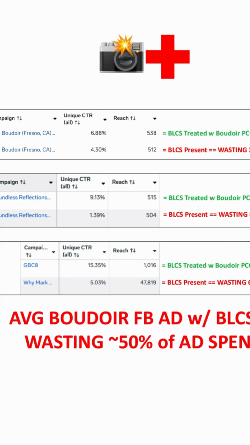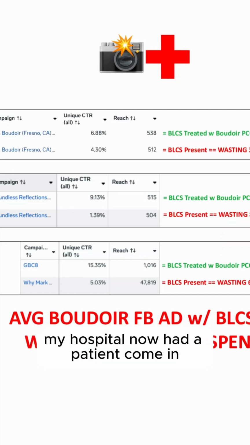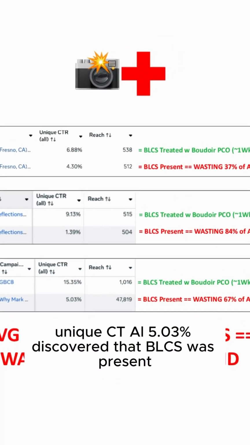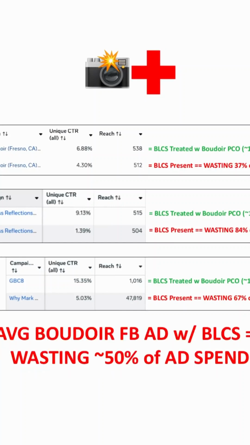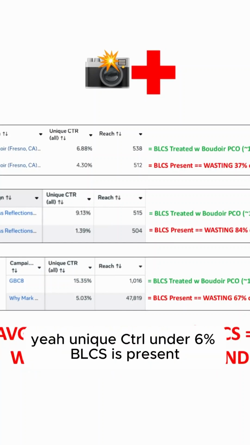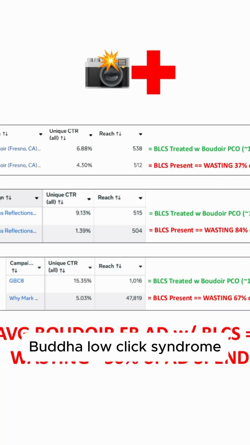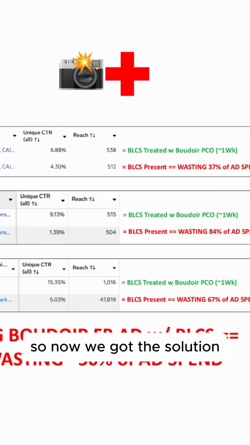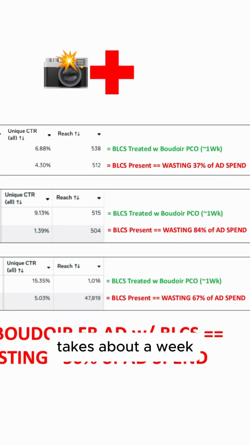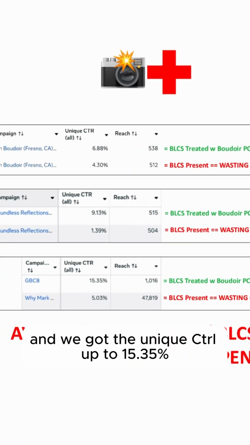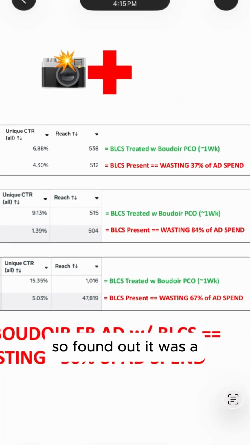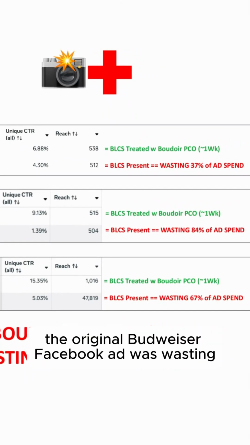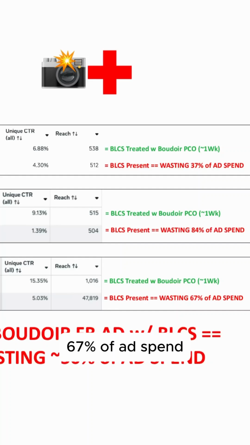Finally, my hospital now had a patient come in, unique CTR 5.03%, discovered that BLCS was present. Unique CTR under 6%, BLCS is present, Boudoir low click syndrome. So now we've got the solution. We can treat it with Boudoir Pico, takes about a week. And we got the unique CTR up to 15.35%. So we found out the original Boudoir Facebook ad was wasting 67% of ad spend.